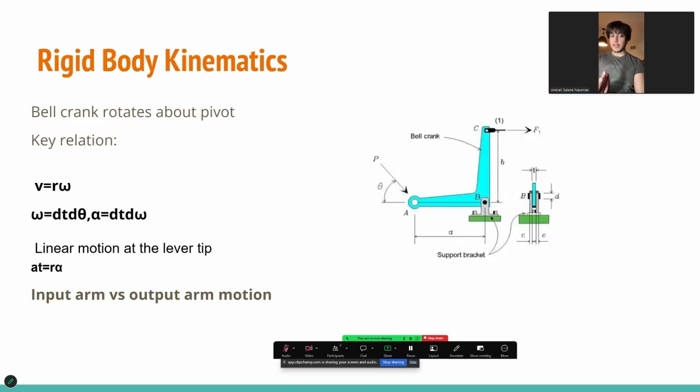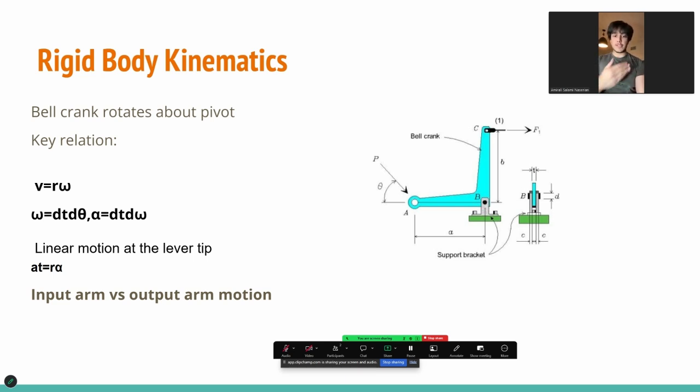For rigid body kinematics, now we talk about how the bell crank and the lever arm are rigid bodies. The key equation used is velocity of point B equals velocity of point A plus angular velocity cross position vector from A to B. This is the relation we use when we want to find relative velocities. This equation allows us to relate motion between different points on the bell crank relative to one another.